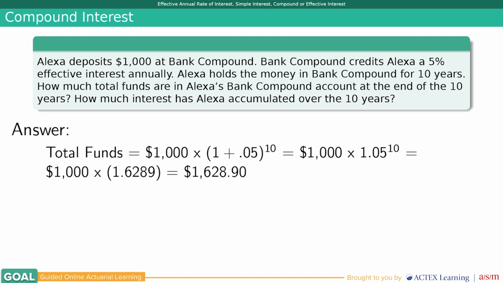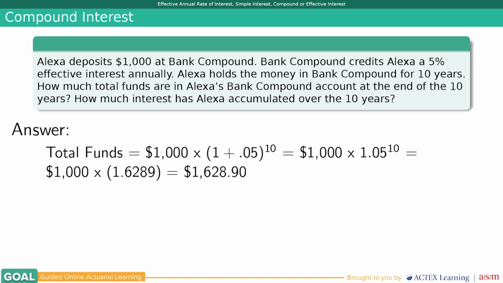Our initial principal is $1,000, and we're going to multiply that by 1 plus the interest rate, the effective annual interest rate of 5%. And we're going to take that to the 10th power, so that at the end we have 1,000 times 1.05 to the 10th, which gives us $1,628.90.